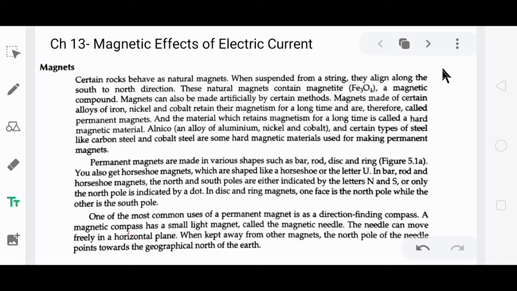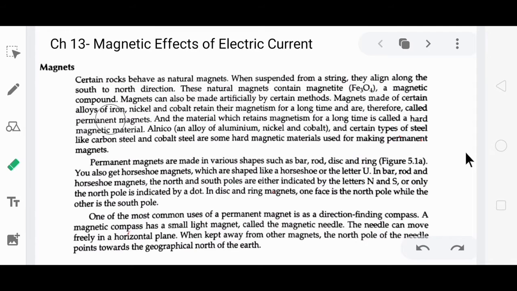First we will discuss what a magnet is and some properties of magnets. Magnets can attract materials made up of iron, nickel and cobalt. Usually magnets are obtained in nature. Certain rocks behave as natural magnets. So students, we have magnetite, Fe3O4, which is an ore of iron.